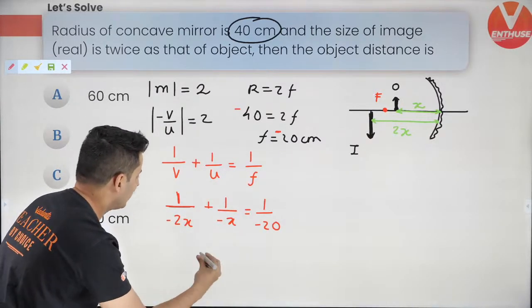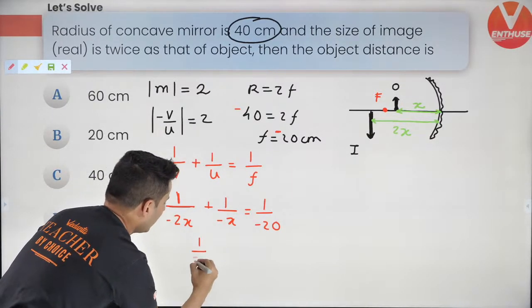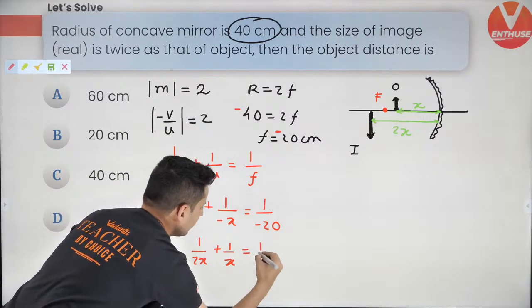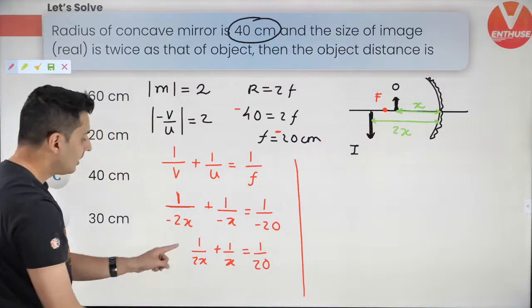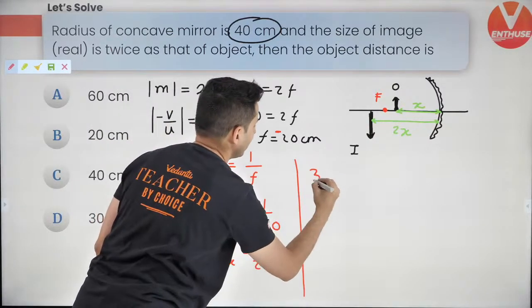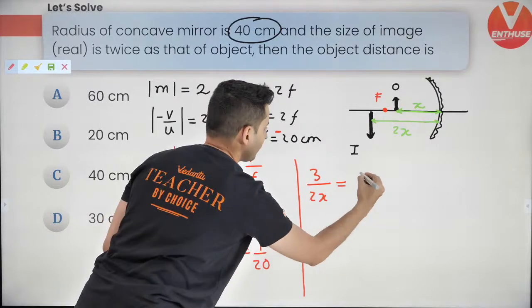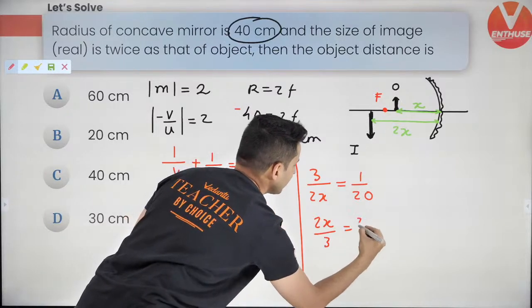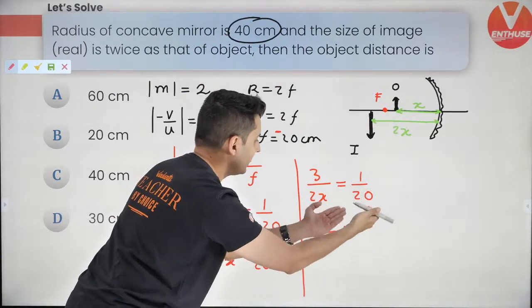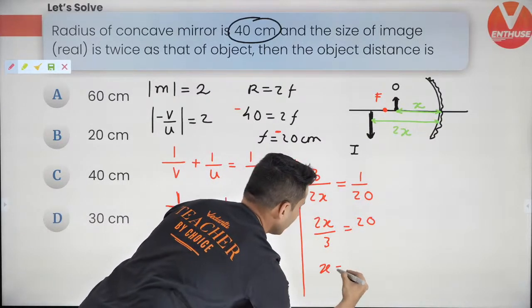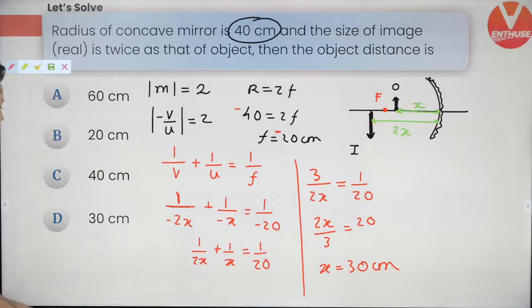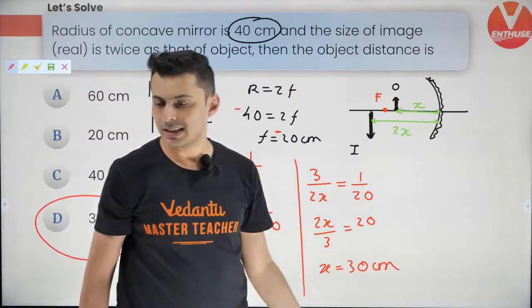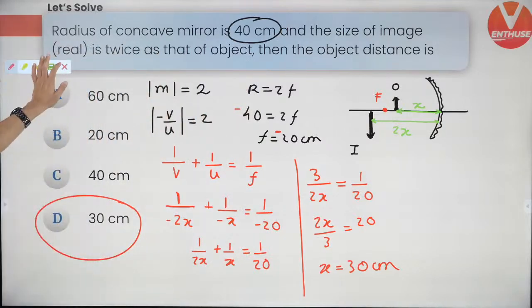Now the minus will go and this will become 1 by 2x plus 1 by x is equal to 1 by 20. Next step, half plus 1 is 3 by 2. So it will become 3 by 2x is equal to 1 by 20. So flip it, it will become 2x by 3 is equal to 20. So 2 and 20 cancel, it will become 10, and x will then become 30 centimeters. So this should be the answer. Is that clear, everyone? I hope this is clear. Very good.